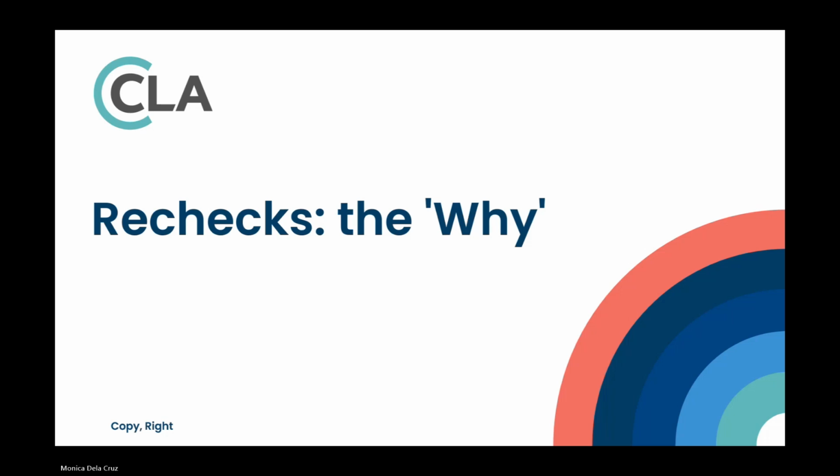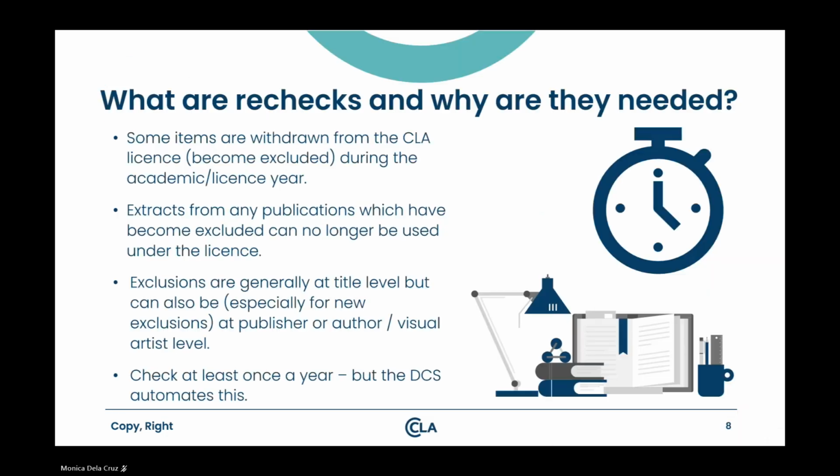So I'm just going to talk about a little bit of background and the context behind the rechecks and why they need to be done. So some items are withdrawn from the CLA license, or in other words, they become excluded during the academic or license year. And then when they do become excluded, they are no longer classed as licensed material under the license, so they are not covered, but they can be kept. If they're being used for a current course, they can be kept until that particular cohort has finished the particular academic year.